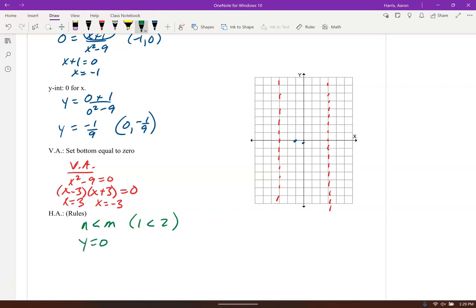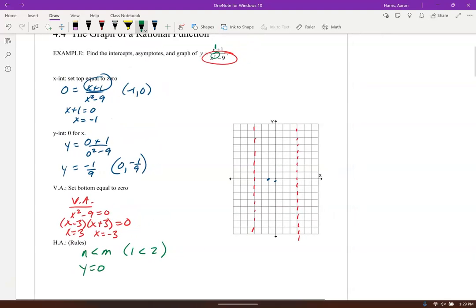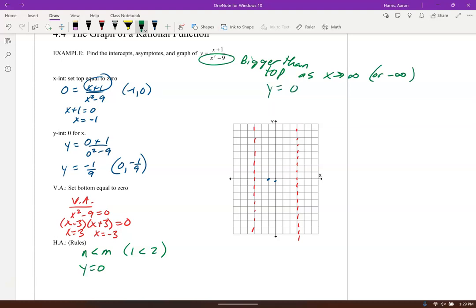In other words, what that means is as x goes to infinity, this number on the bottom will get so much bigger than the top. So as x goes to infinity or negative infinity, it approaches 0. It's like some small number over a huge number. It's like 0.00000 whatever, right? So it's approaching 0. So anytime the degree of the top is less than the bottom, automatically it'll be y equals 0. Okay?